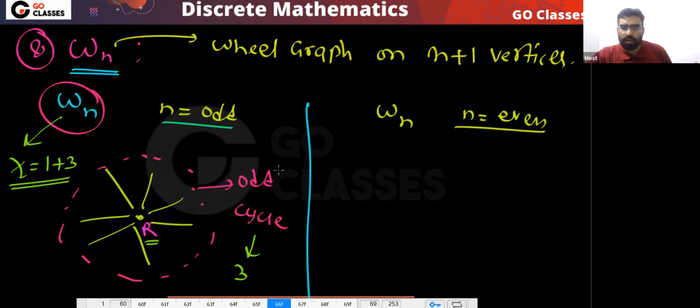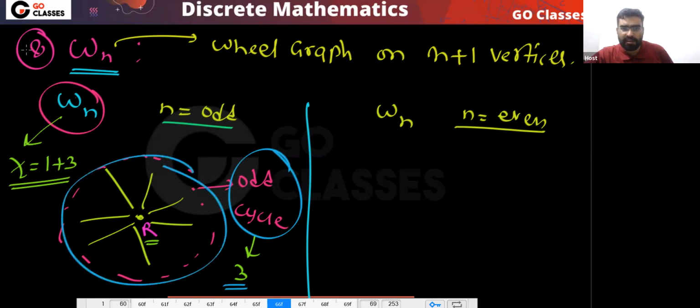Let me know. Because remember, you cannot reuse this color. If I give color red here, then this vertex is adjacent to every other vertex, so I cannot reuse this color. And the odd cycle, we already know, for an odd cycle the chromatic number is 3.